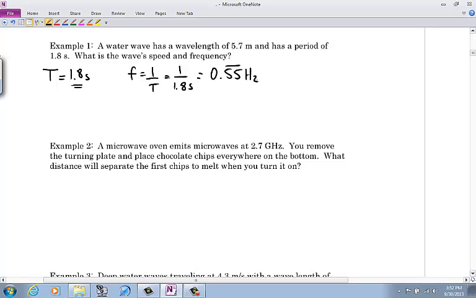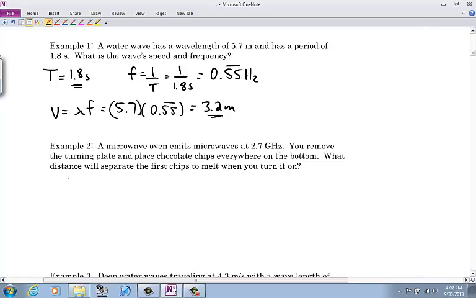If I want to know the wave speed, it's simply the wavelength times the frequency. So the wavelength being 5.7 meters, and I multiply that by 0.55 repeater hertz. And that ends up being 3.2 meters.